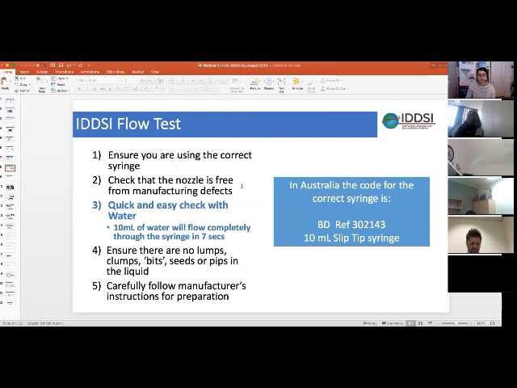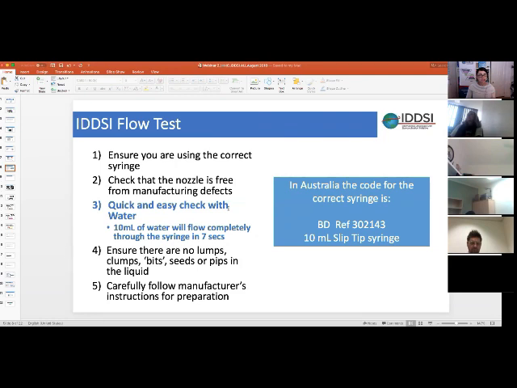The next thing to do is to check that the nozzle is free from manufacturing defects. Like all plastics, you can end up with a tiny bit of plastic over the end. The quickest and simplest way to check that your nozzle is free from any kind of manufacturing defect, or even if you've used the syringe before, cleaned it and wish to reuse it, to make sure that there's no residue in there, is to put 10 millilitres of water into the syringe, and it should flow completely through the syringe in 7 seconds. And that's also another way of testing that you've got the right syringe.